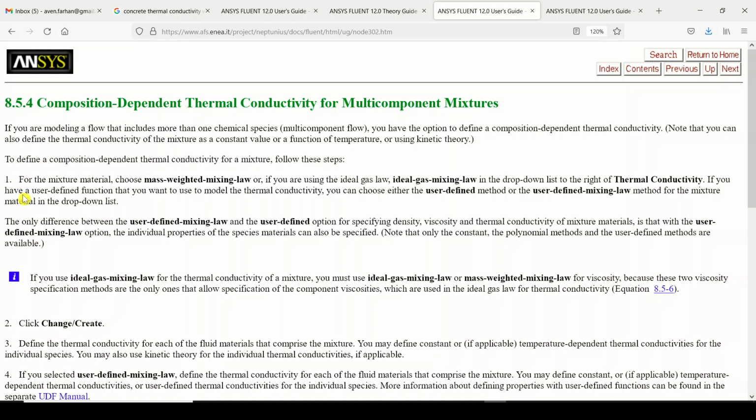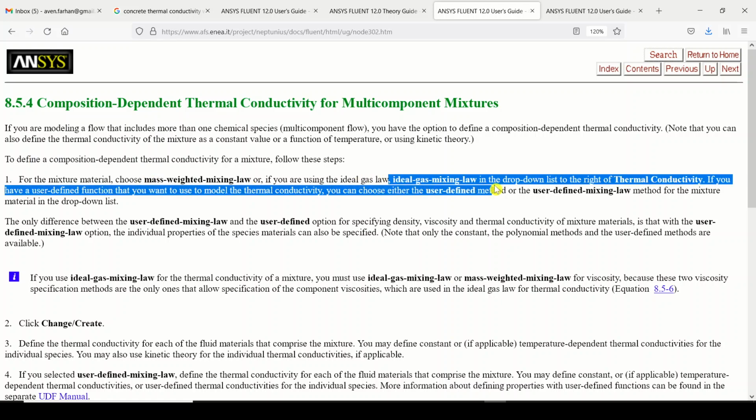Now if you are modeling a flow that includes more than one chemical species, that is a multi-component flow, and that is what we are doing at this moment, you have an option to define the composition dependent thermal conductivity. So what we are doing is defining thermal conductivity in the form of a composition dependent strategy. For a mixture, we can go with a mixing law, that is the mass weighted mixing law or the ideal gas mixing law, right?